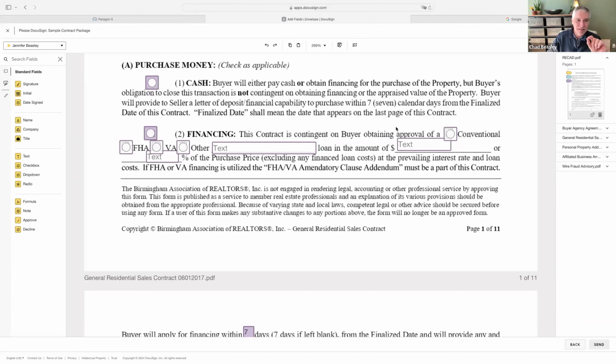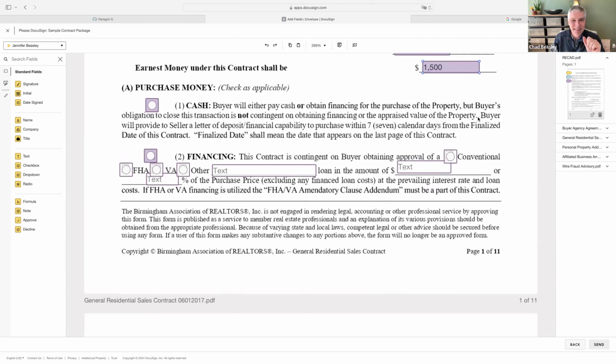One thing to recognize on this cash clause right here, if you read it: buyer will either pay cash or obtain financing for purchase of the property, but the buyer's obligation to close this transaction is not contingent on obtaining financing or the appraised value of the property. Buyer will provide to seller a letter of deposit / financial capability to purchase within 7 calendar days from the finalized date of this contract. Finalized date shall mean the date that appears on the last page of the contract. Basically, the date that the last party to the contract puts the final signatures and initials on it.